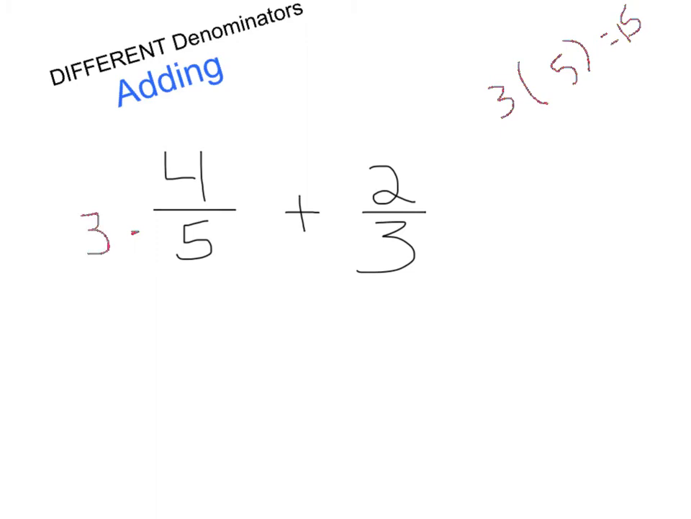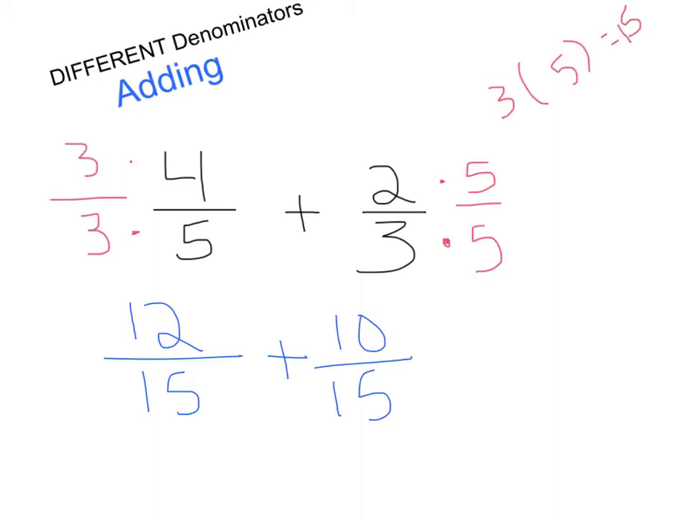And then over here I have 3. What do I need to multiply that 3 by to get 15? I will multiply that by 5. However, whatever you do to a denominator, you have to do to the numerator. So I also have to multiply the 4 by 3, and then over here, multiply the 2 by 5. So let's do that, and then we can continue.